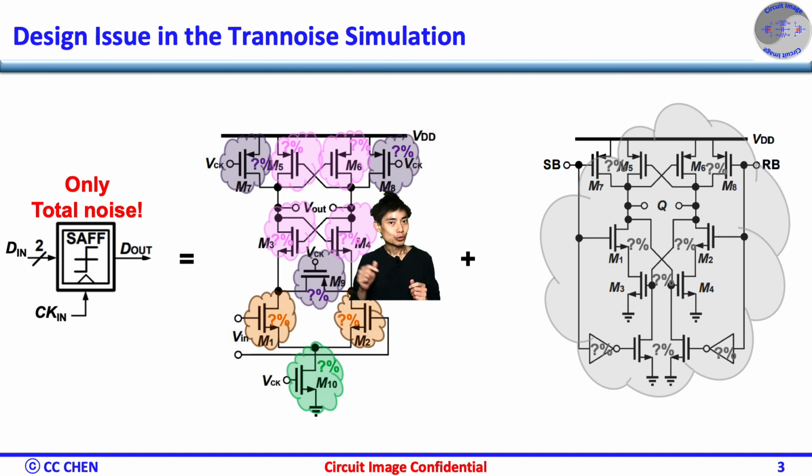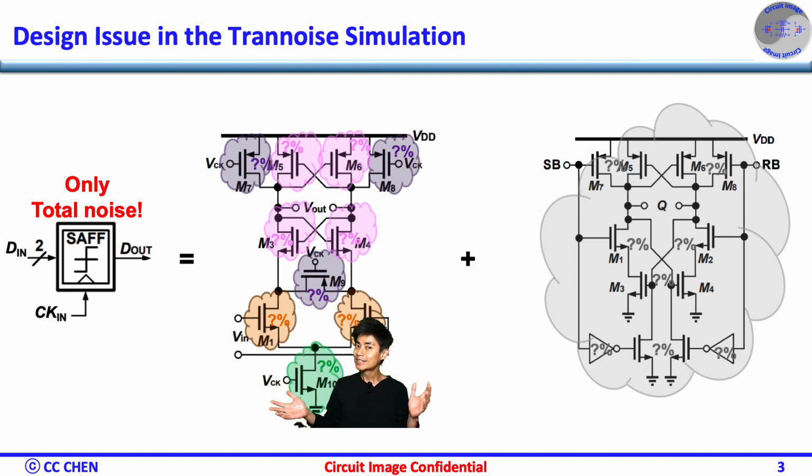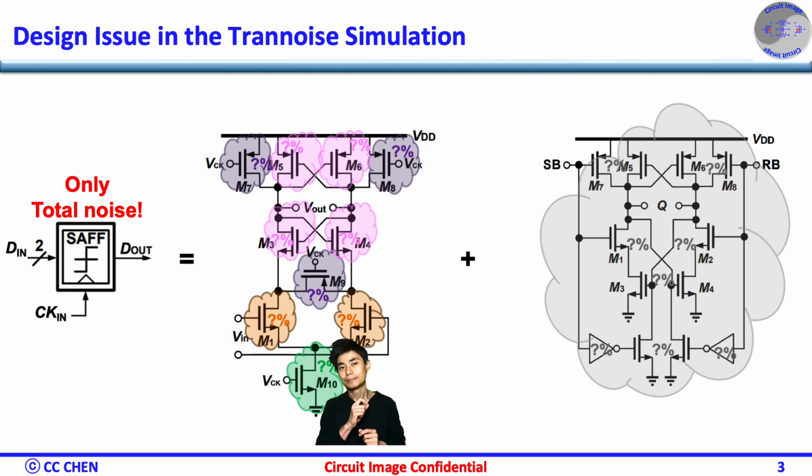For example, do you know what the noise contributors are from the Trannoise result? If not, how do you know which device damages the noise and then reduce it effectively? So obviously, the Trannoise would only provide the circuit verification for tape-out sign-off, but not the circuit design information for you. Alright, after understanding the time and design limitations of the Trannoise, what kind of other method can you try?